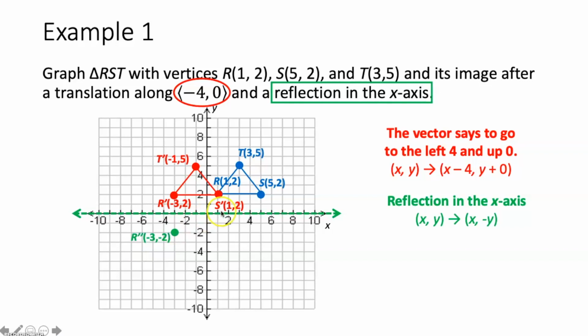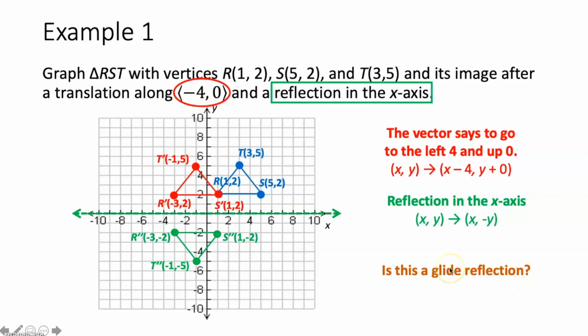Instead of S prime being at 1, 2, S double prime is going to be at 1, negative 2. Instead of T prime being at 1, 5, T double prime is going to be at 1, negative 5. There is triangle R double prime, S double prime, T double prime, the image of triangle R prime, S prime, T prime after it's been reflected in the x-axis, which is the image of triangle RST after it's been translated along this given vector. The last thing I want you to ask yourself is, is this a glide reflection?